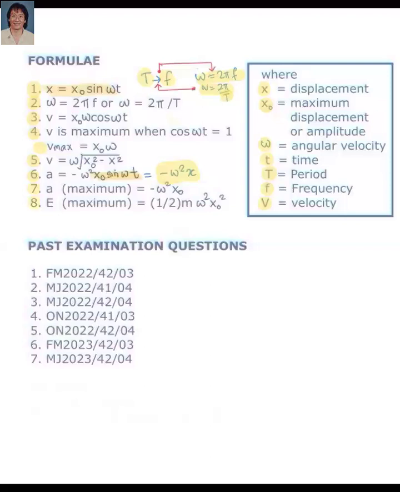And finally, number 8, the maximum energy for the system is equal to the maximum kinetic energy, which equals half m omega squared xo squared. And these are the partial examination questions that came out in the exam from February, March 2022 to May, June 2023. Altogether, there are 7 questions.